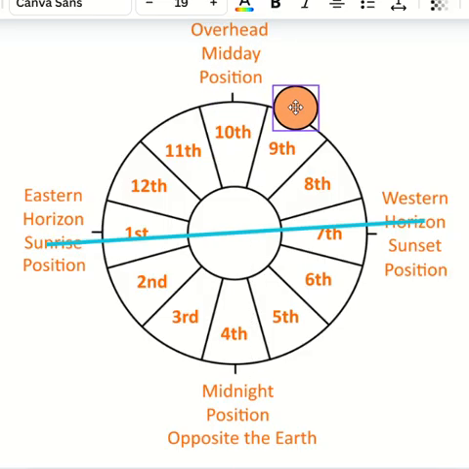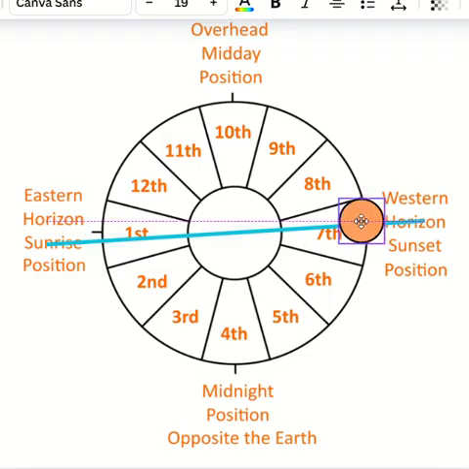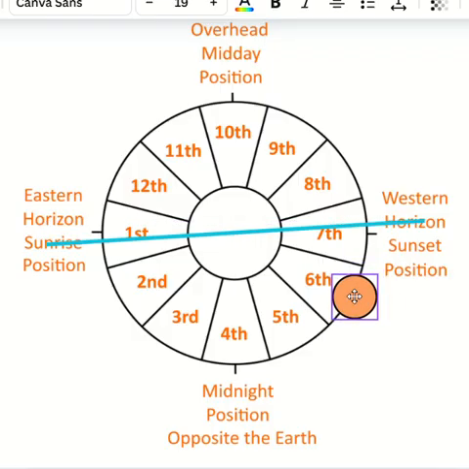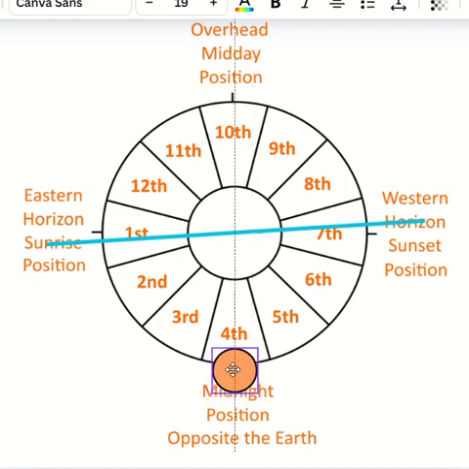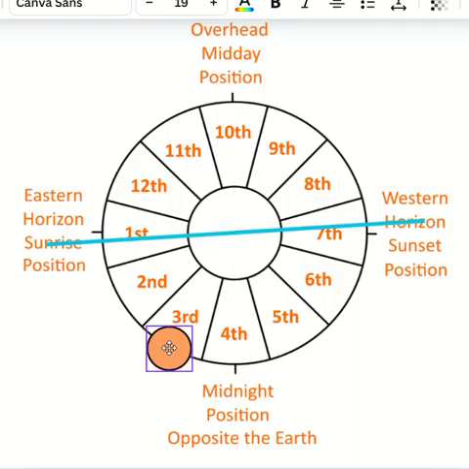Then it will go to the ninth house and eighth house, and eventually it will reach the seventh house, and it will be setting in the seventh house. Then after it crosses the seventh house, by the time the sun reaches the sixth house, it's already dark, it's late night, or just night. Then the fifth house, and the fourth house is around midnight, or maybe a little later than midnight. Then the third house and the second house, and again it will come to the first house. So this is the movement.